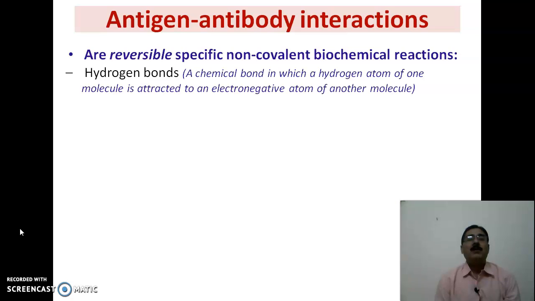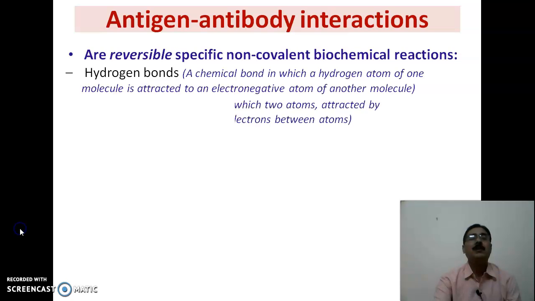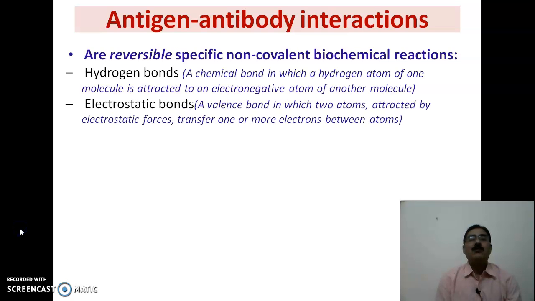The bonding is hydrogen bonding, and as you know, a hydrogen bond is a chemical bond in which a hydrogen atom of one molecule is attracted to an electronegative atom of another molecule. The electrostatic bond is a valency bond in which two atoms are attracted by electrostatic forces, transferring one or more electrons between atoms.